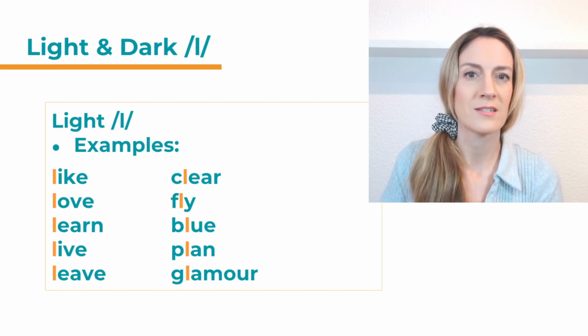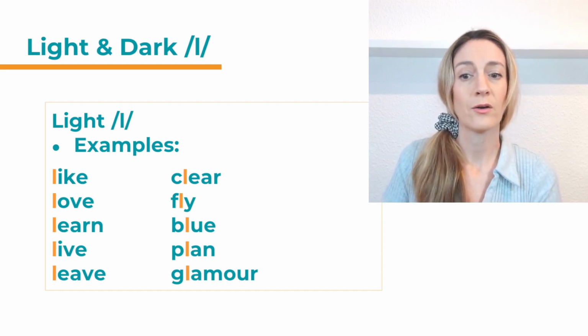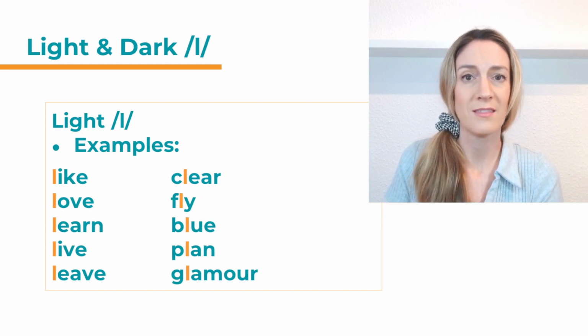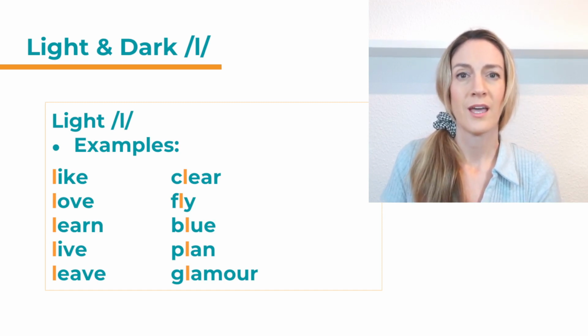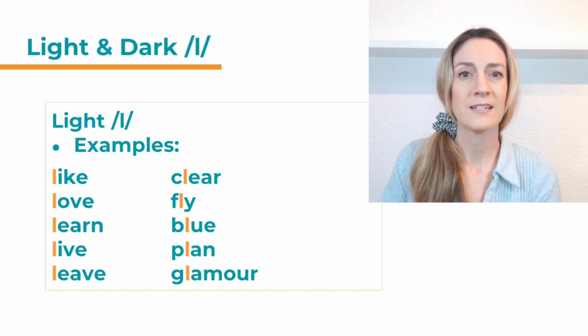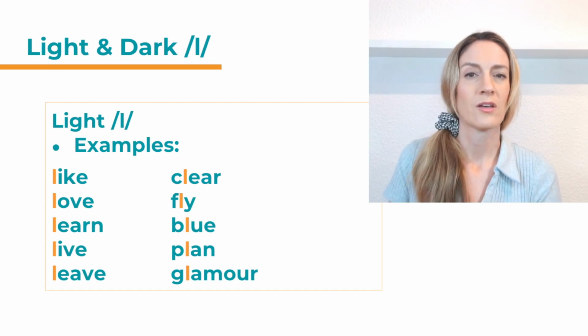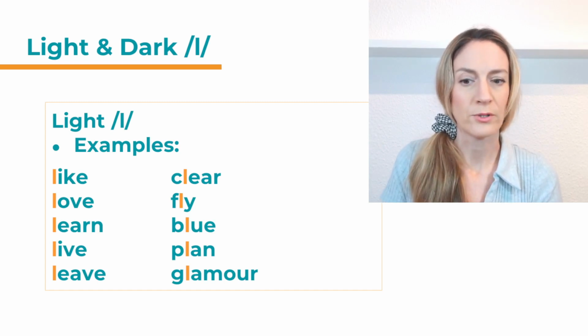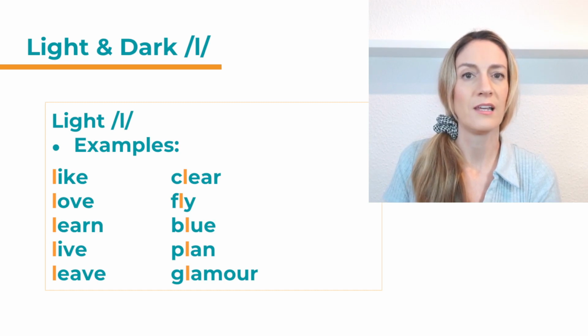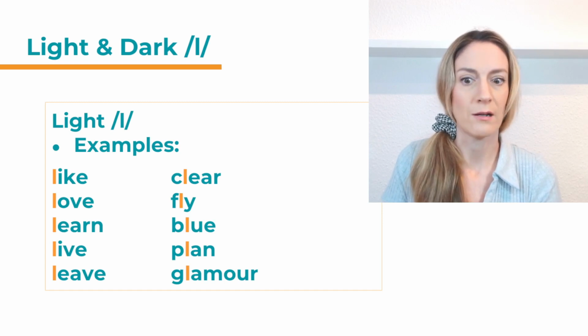Let's have a look at the words in the second column. Here we have a consonant first, another consonant, and then the L, our lateral. But actually it is still a light L because the vowel only comes afterwards. Let's listen. Clear, fly, blue, plan, glamour. Glamour is the only word that has two syllables, and here we still have the L appearing before the first vowel sound in the first syllable, glamour.